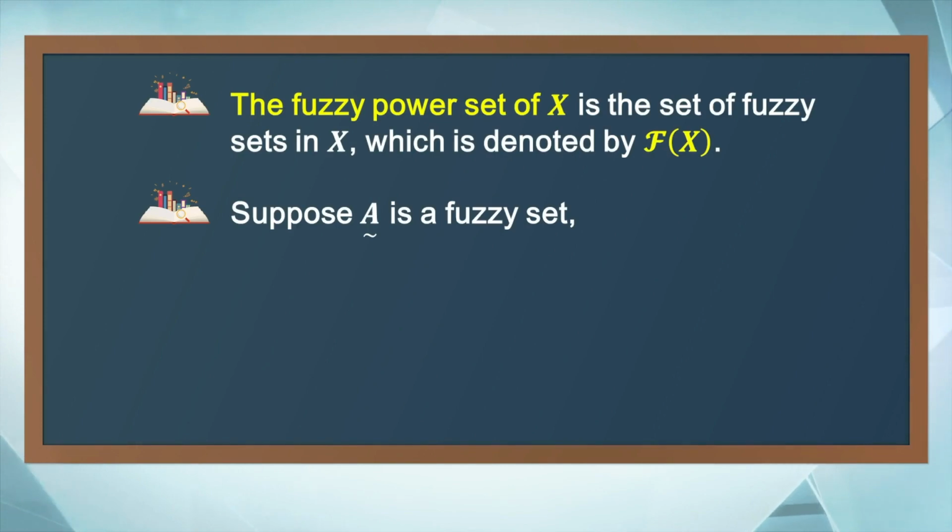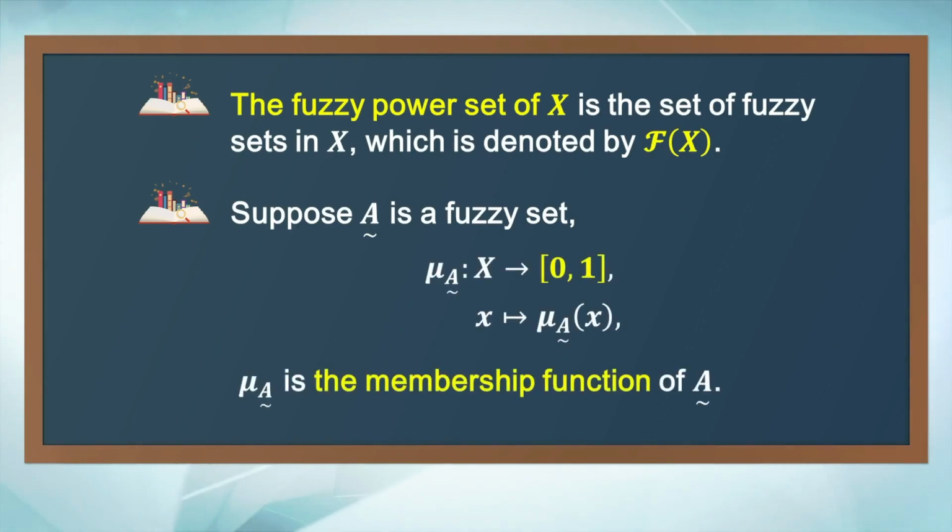Suppose A is a fuzzy set. Mu sub A is the membership function of A. The nearer the value of mu sub A of x to 1, the higher the degree of membership of x in A. The nearer the value of mu sub A of x to 0, the lower the degree of membership of x in A. If the membership function of a fuzzy set can only take two values, 0 and 1, then the membership function degenerates to the characteristic function. Crisp sets are special cases of fuzzy sets.